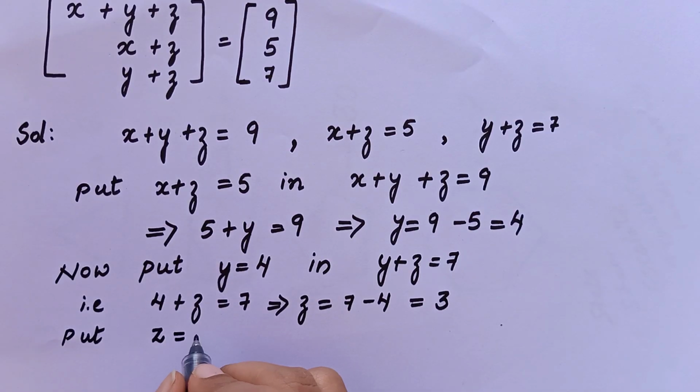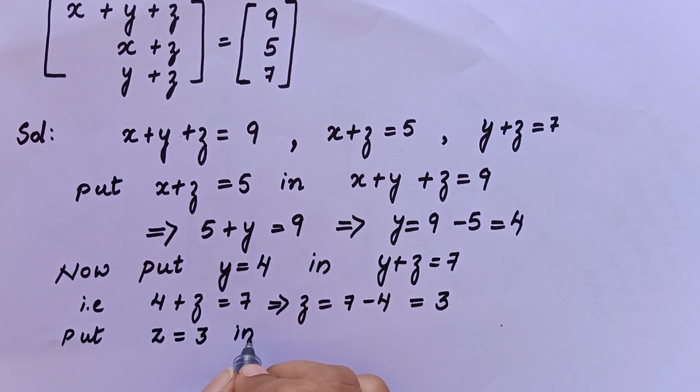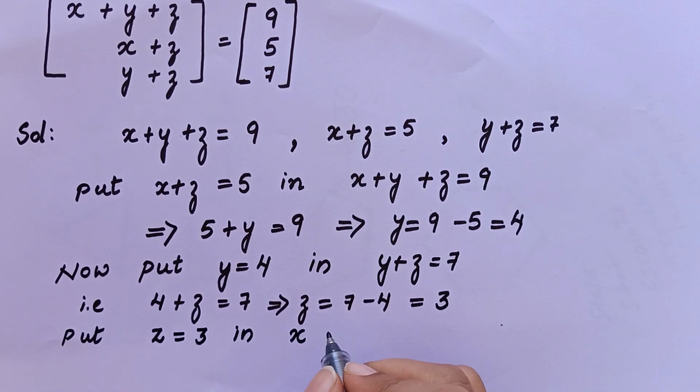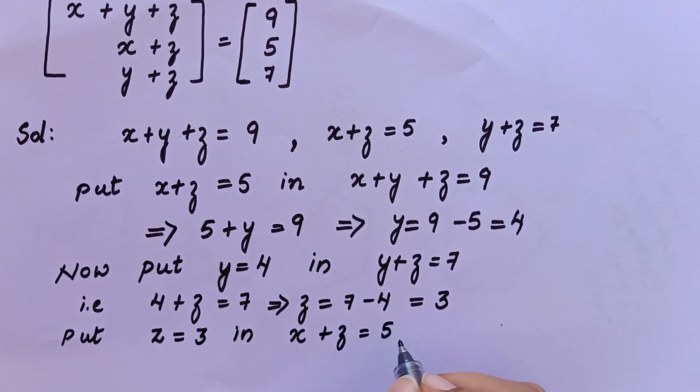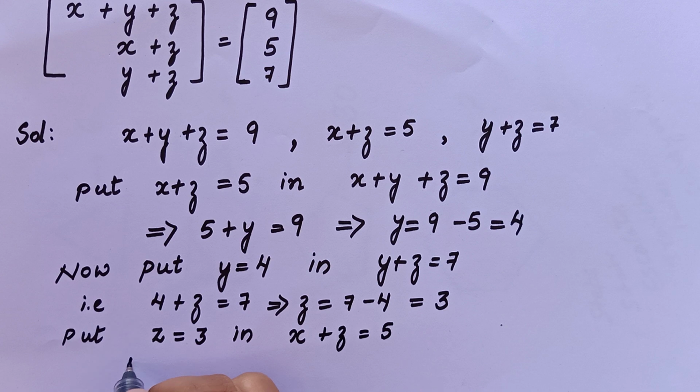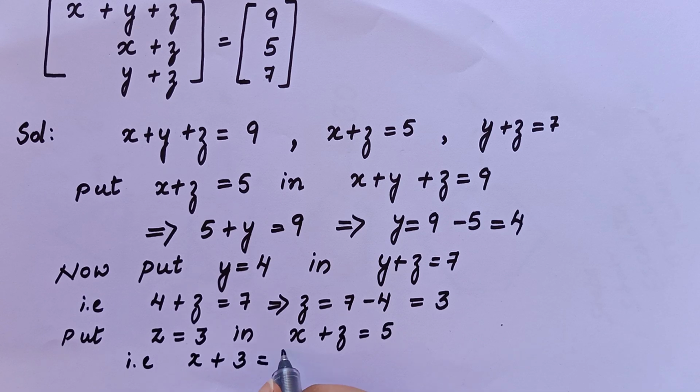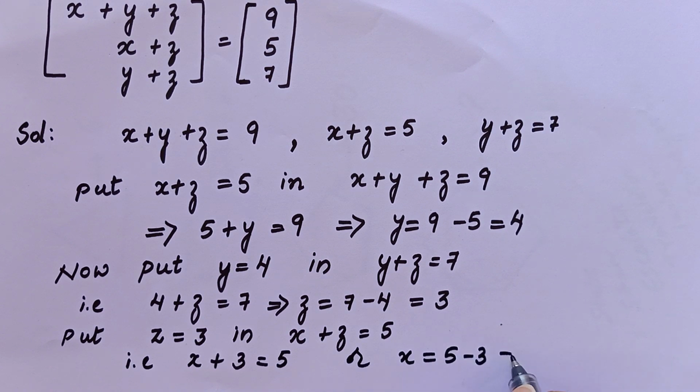Now we'll put the value we got, that is z equals 3, in x plus z equals 5. What do we get? We'll get x as it is. What is z? z equals 3, and that's equal to 5. Therefore, we get x equals 5 minus 3, that's equal to 2.